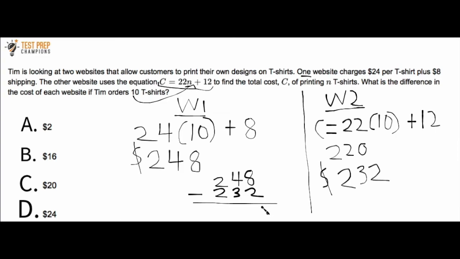8 minus 2 is 6. 4 minus 3 is 1. I get 16 is the answer here. Yeah, that should be right. B is the correct answer here.